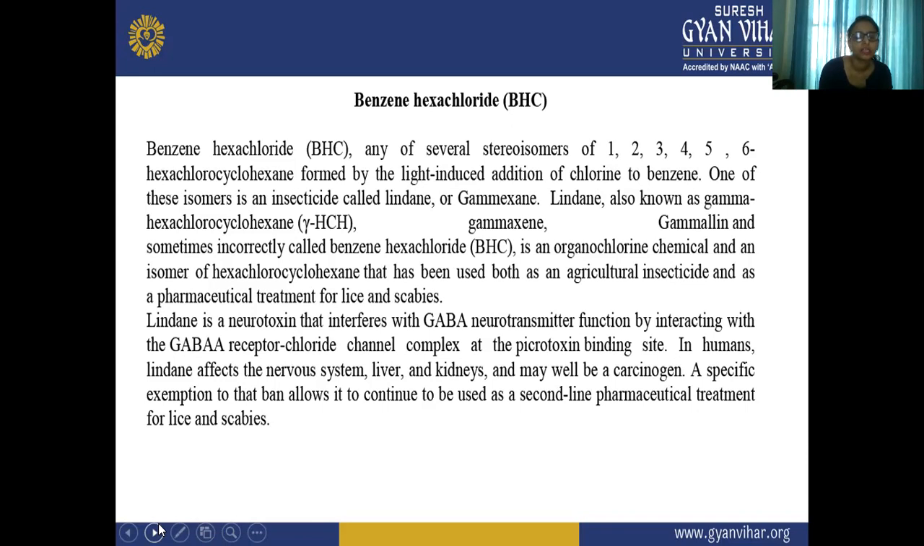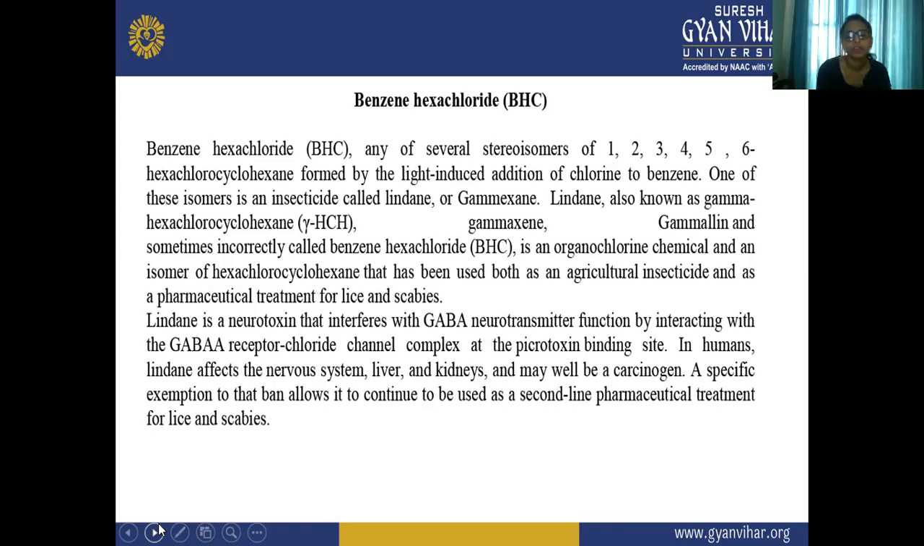in agriculture. Lindane is a neurotoxin that interferes with GABA neurotransmitter function by interacting with the GABA receptor chloride channel complex at a picrotoxin binding site. So here lindane is a neurotoxin that is toxic to your neurons, that interferes with GABA neurotransmitter functions, and it interacts with the GABA receptor chloride channel complex at the picrotoxin binding site.